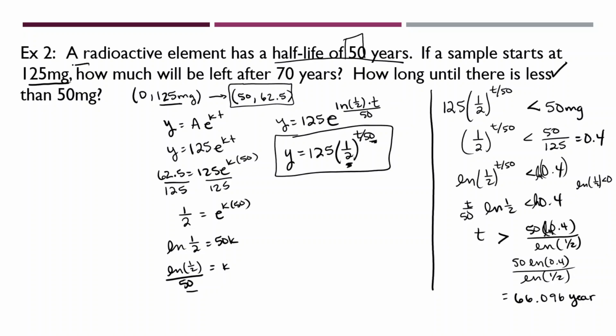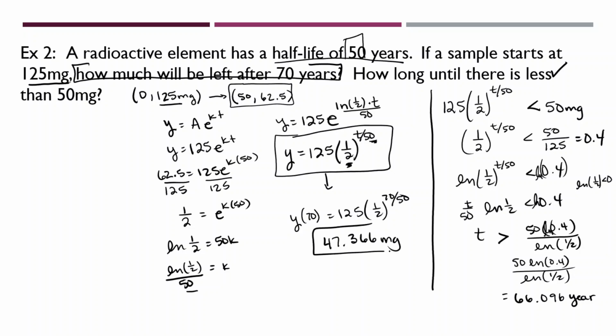Now I did skip this part. Now this is actually the easy part. If I want to know how much after 70 years, I'm simply going to plug in a 70. So I'll have 125 times a half to the 70 over 50. So I plug that in my calculator, and we get 47.366 milligrams after 70 years.